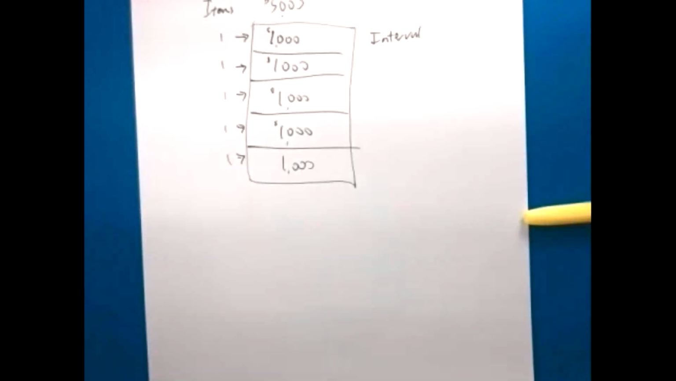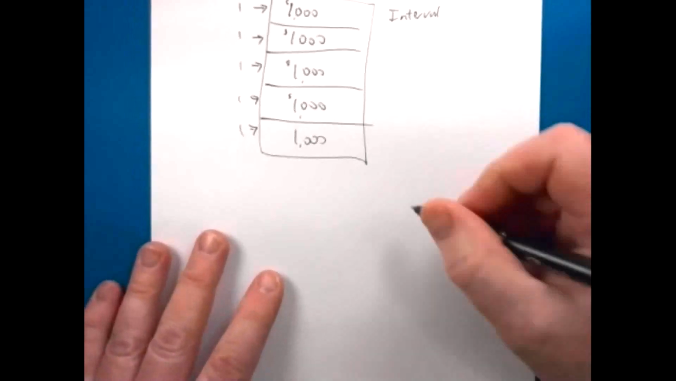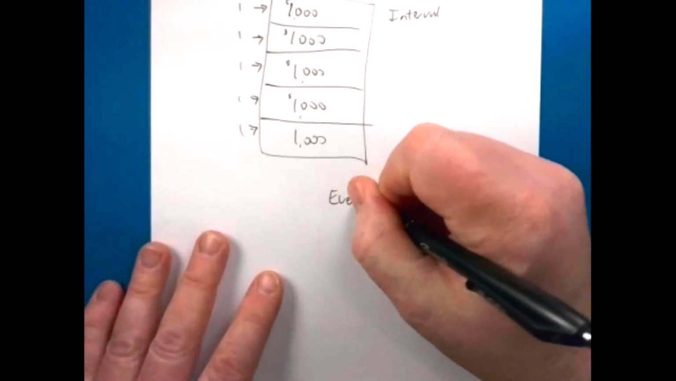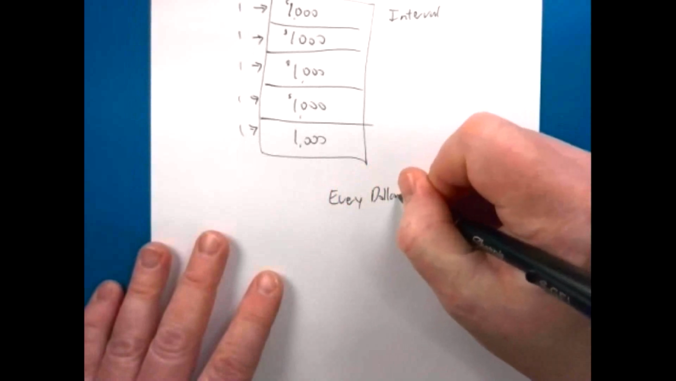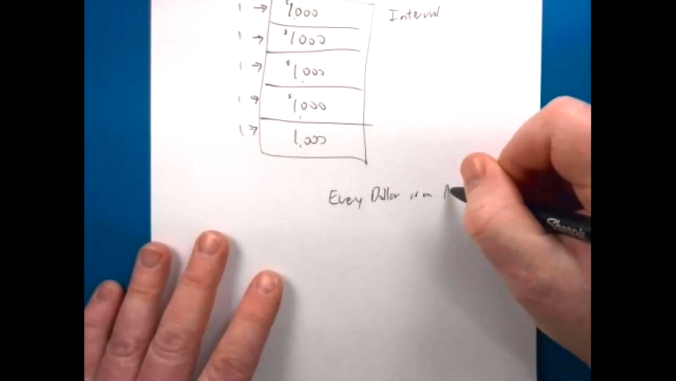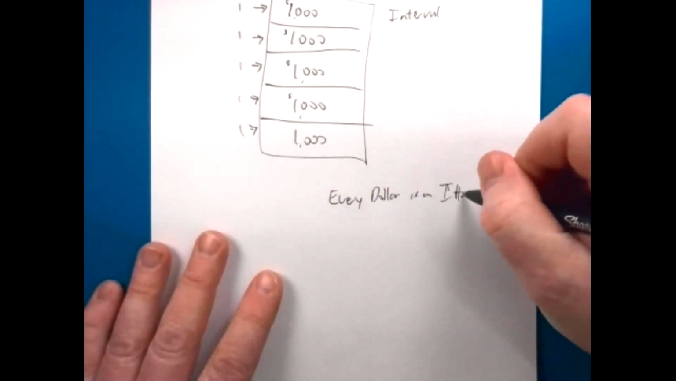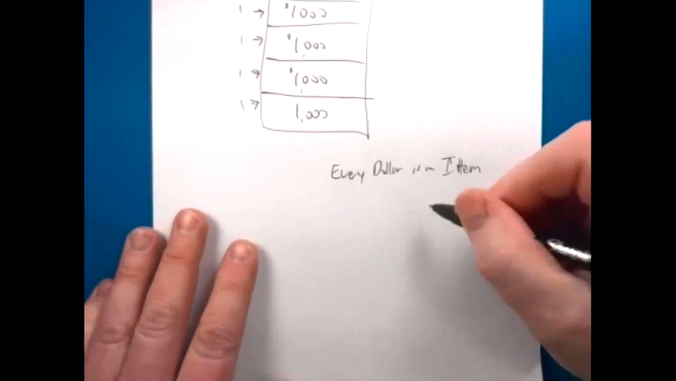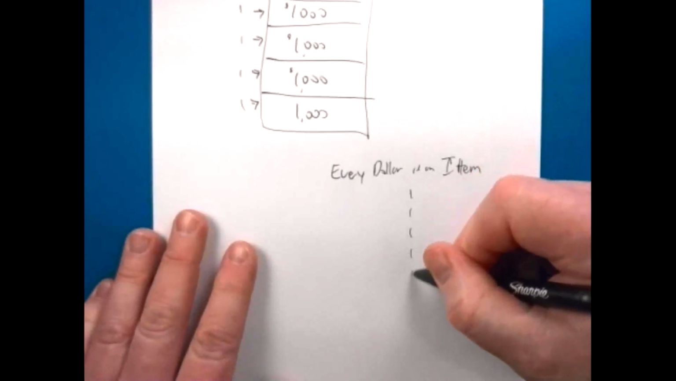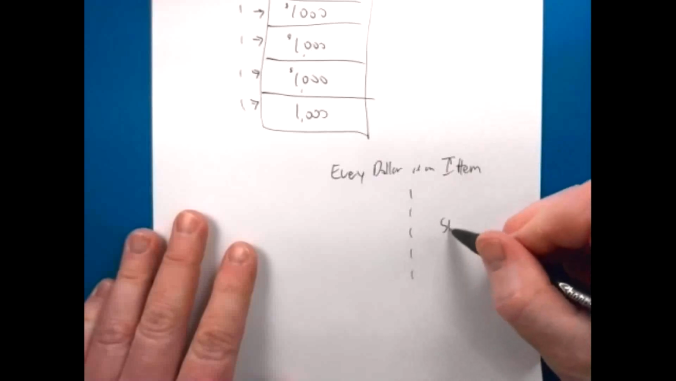It counts every dollar as an item. Every single dollar is one item. So if every dollar is an item, what's the standard deviation?